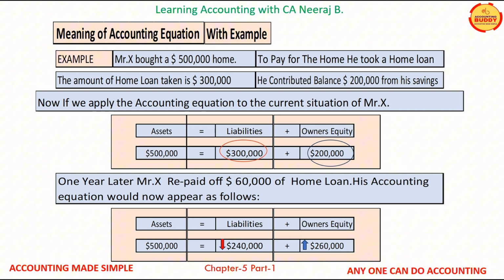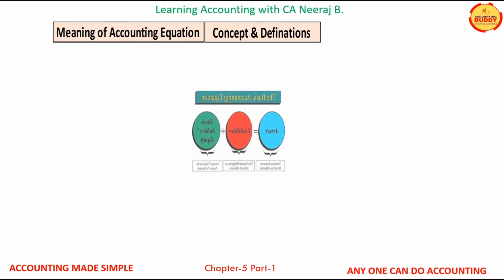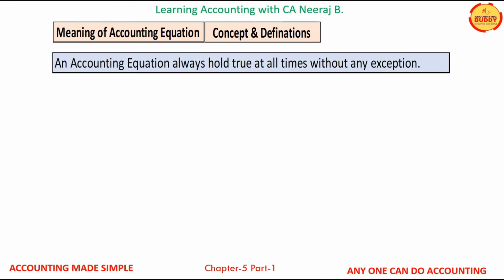Remember, after every transaction, the value of the asset, liability or equity will change, but the right hand side will always be equal to the left hand side of the accounting equation. An accounting equation always holds true at all times without any exception.